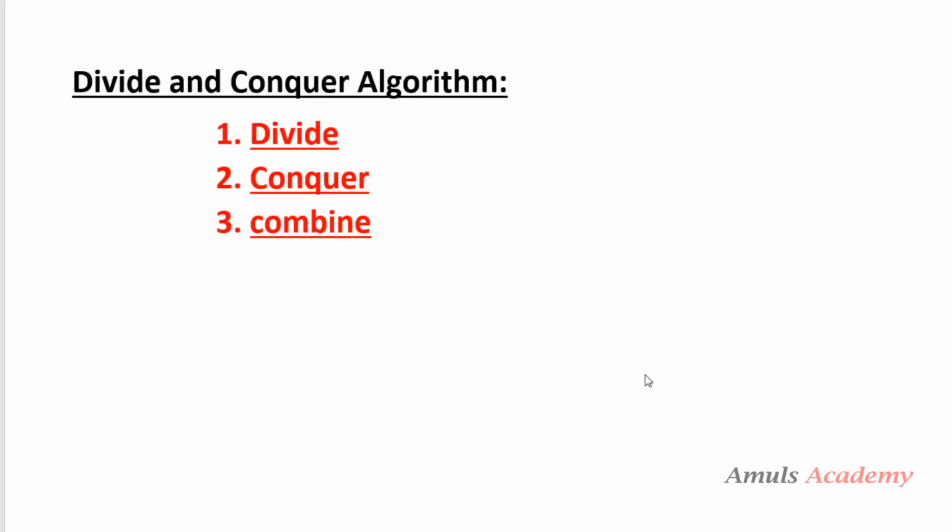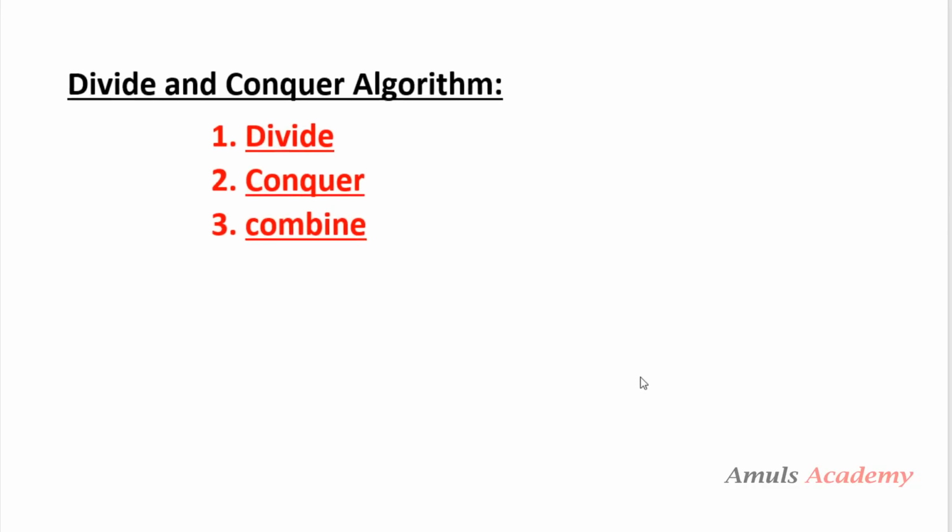And in the second step, the conquer step, we find the solution for the sublists recursively. And the third step is not required in the quicksort algorithm. No need to combine the solutions for subproblems into the problem. So we won't do any combining here.